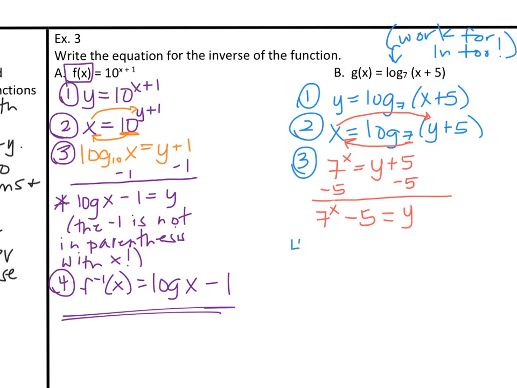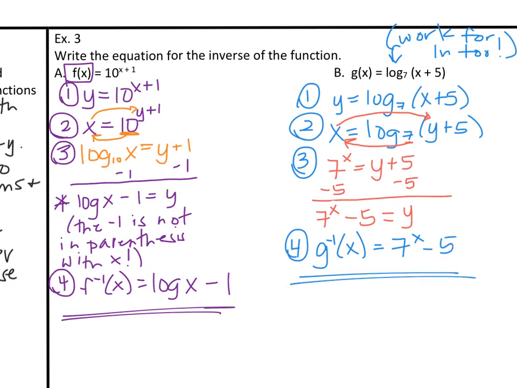To write it as an inverse function, though, we need that function notation. Step 4 then, g inverse of x is 7 to the x minus 5. And those are the steps to follow to create one form as an inverse of the other one. And that's where we'll call it for 6.4. You can cross off that example at the bottom. Your assignment today will be to complete the 6.4 Pearson on Pearson Realize.